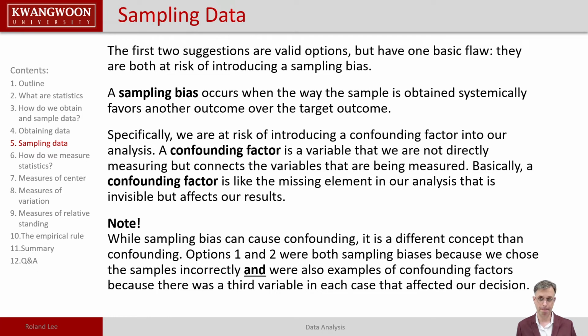sampling. Now, while sampling bias can cause confounding, it is a different concept than confounding. Options 1 and 2 were both sample biases because we chose a sample incorrectly, and were also examples of confounding factors because there was a third variable in each case that affected our decision. A third variable which we don't know yet, right?